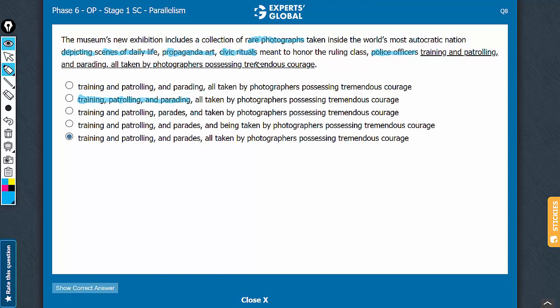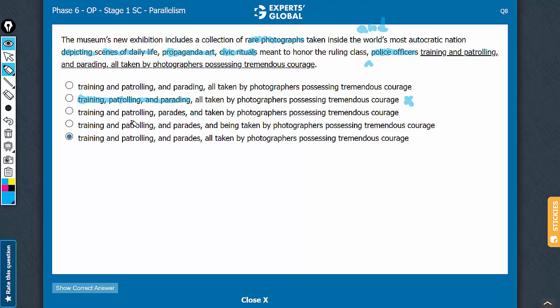But come to think of it, if there were 4 terms in the list, depicting scenes of daily life, that's 1, propaganda art 2, civic rituals 3, and police officers training, patrolling, parading. If this were the last term in the list, then an and would be needed here. The Oxford comma and would be needed. And police officers training, patrolling, and parading. Since we do not have an and here, it means that this part is not the last term in the list. Something very, very interesting. And therefore, this choice can be comfortably eliminated.